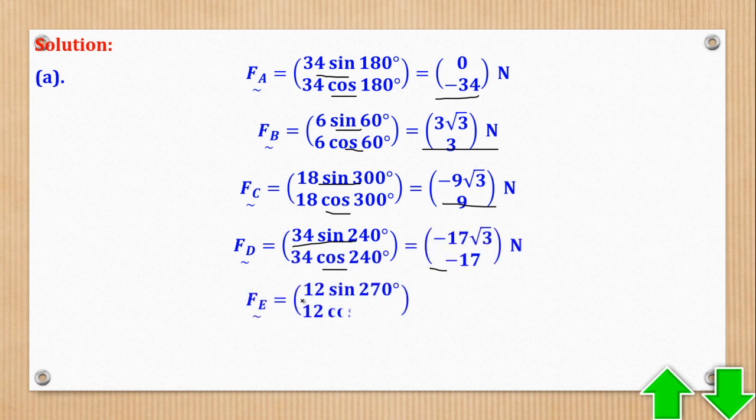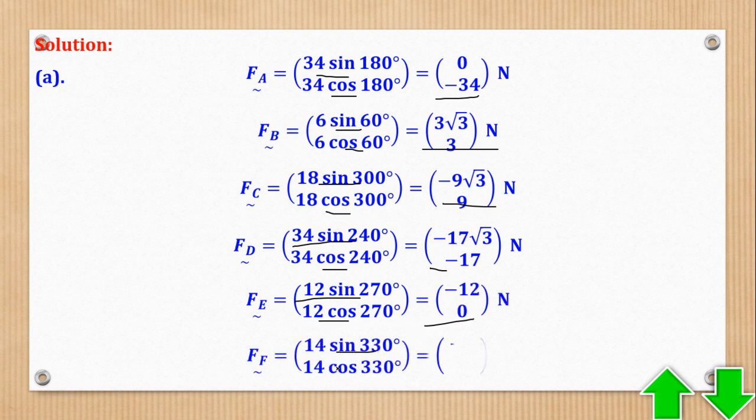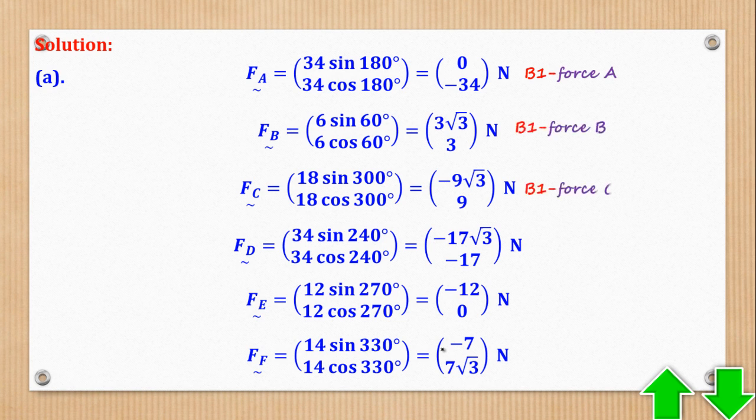This one also sine, cos. Get that. And lastly, sine, cos. Get that. So basically, that is what they wanted in this question. So each force had 1 mark.